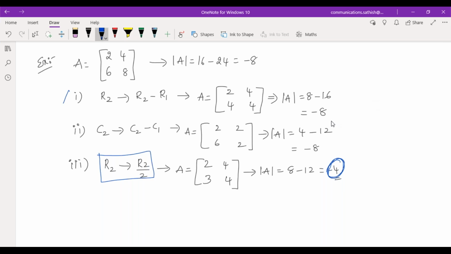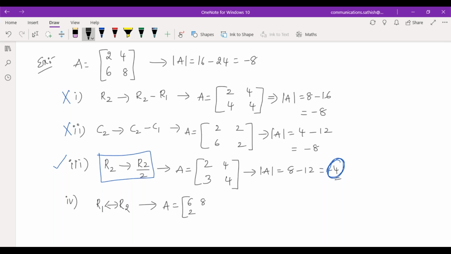For this operation, no changes. Yeah, this operation only changes, na? Next, one more operation I'm taking here, the fourth one. That you know already.